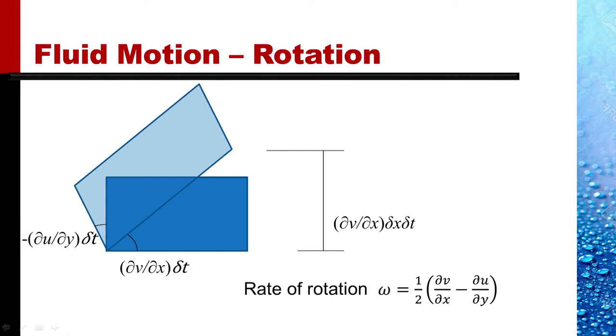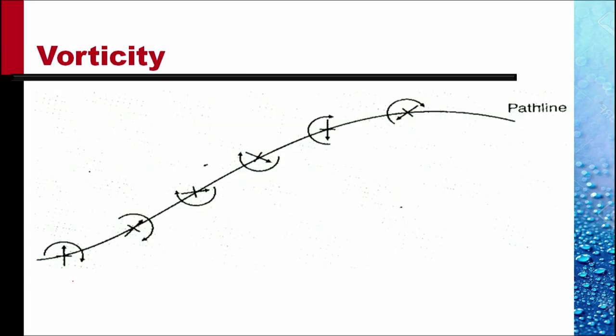Those of you who are familiar with vector calculus would recognize that delta v by delta x minus delta u by delta y is nothing but curl of velocity, del cross v vector. So the rate of rotation omega z is 1/2 of the curl of velocity. We'll be using this fact later. This rotation of the fluid element, curl of V, which is twice the rate of rotation, is also termed vorticity. It's a measure of rotation of the fluid element.